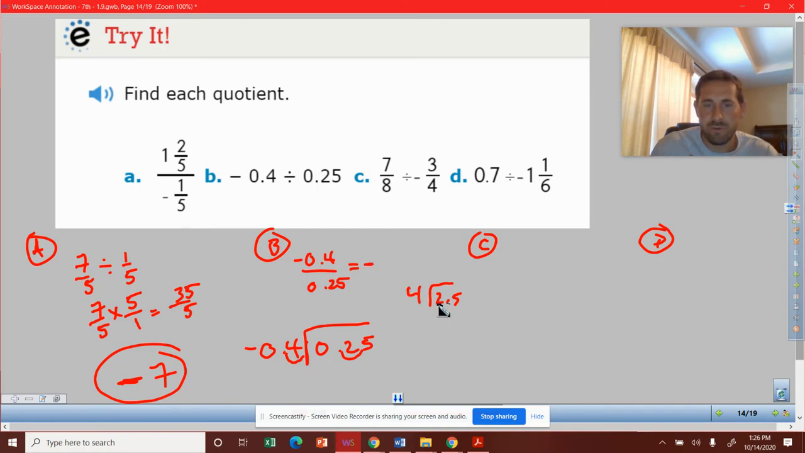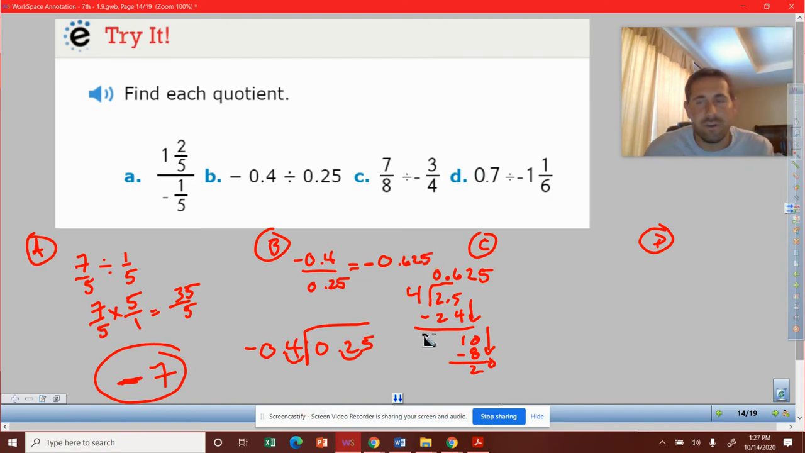So how many 4s go into 2? 0. Bring that decimal up. How many 4s go into 25? 6. 4 times 6 is 24. Minus that, you get 1. Bring down a 0. How many 4s go into 10? 2. You get 8. Minus those, you get 2. Bring down a 0. How many 4s go into 20? 5. So the answer is negative 0.625, or 625 thousandths.